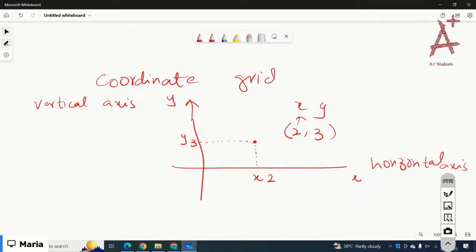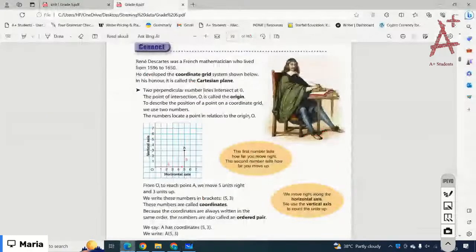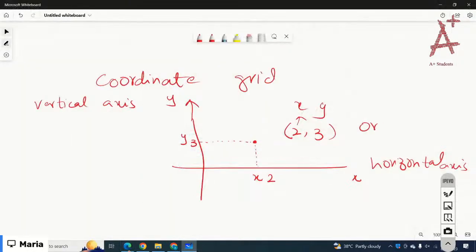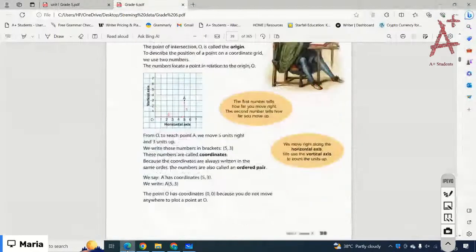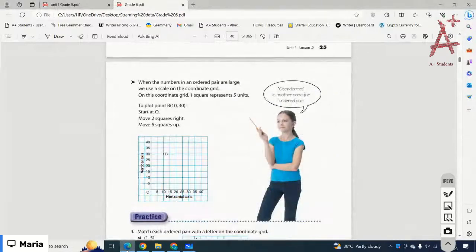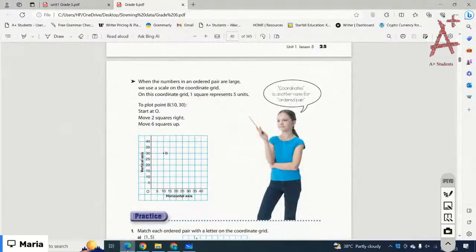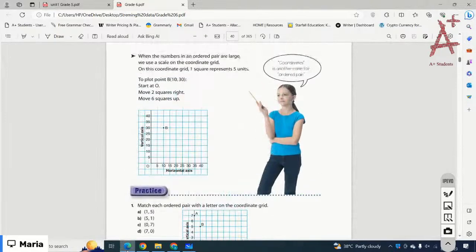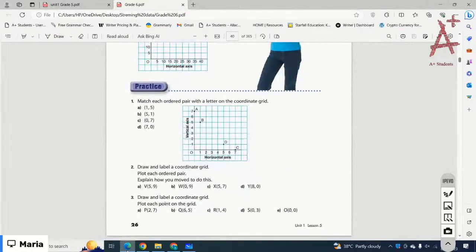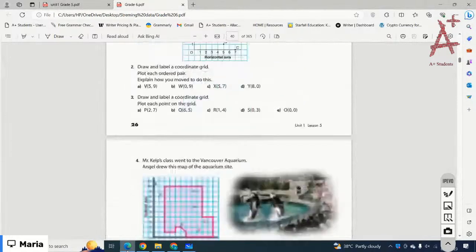This is known as the ordered pair. First you have to write the x value and then the y value, right? So coordinates is another name for the ordered pair. Let's start with the practice questions.